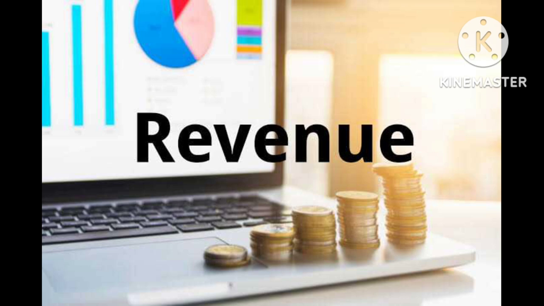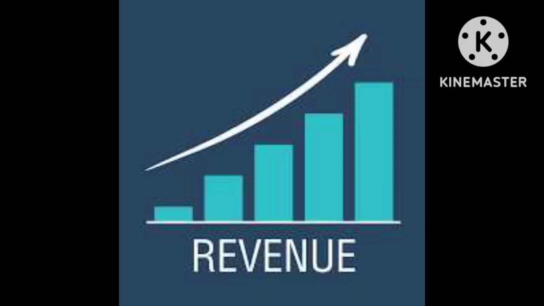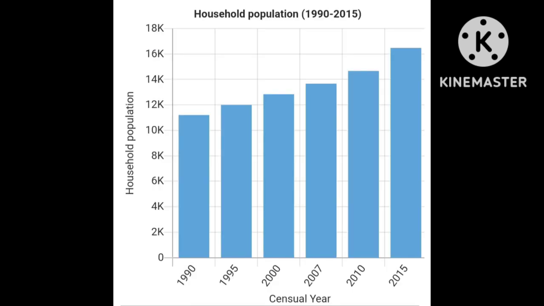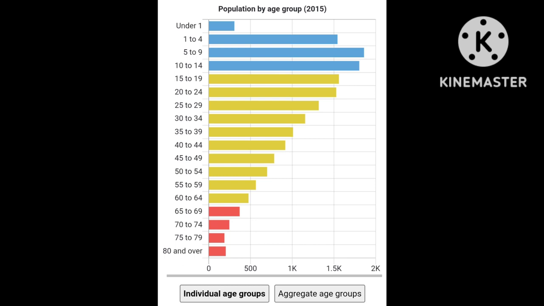In terms of economy, the annual regular revenue of San Rafael for the fiscal year 2016 was 55,166,505.29 pesos. The household population of San Rafael in the 2015 census was 16,469, broken down into 3,837 households, or an average of 4.29 members per household. According to the 2015 census, the age group with the highest population in San Rafael is 5 to 9, with 1,861 individuals.